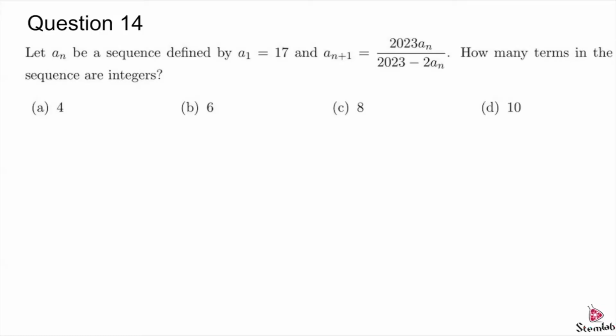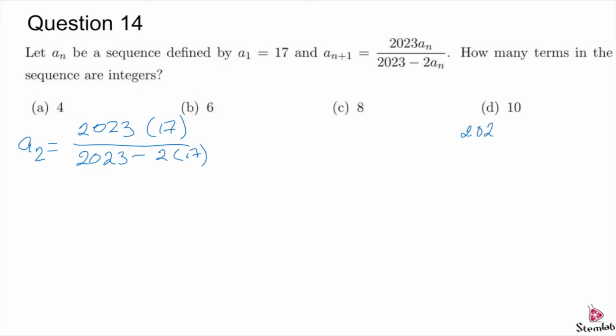So a_2 will just be 2023 as defined times 17 all over 2023 minus 2 times 17. Okay, we want to be able to somehow simplify this. So we note that 2023, the prime factors are 7 times 17 squared.